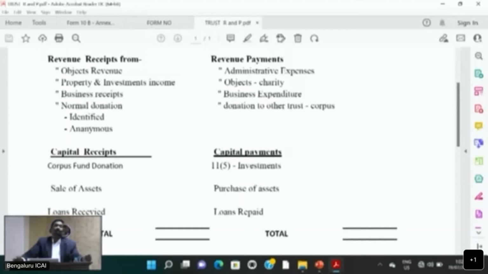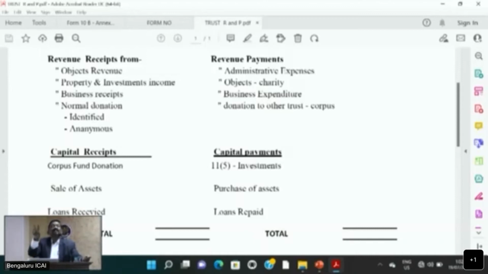So then comes the loans received, the third capital receipt, which is more important. So what is loans received? Sir, after 115, now 103. So the loans received is income or not? No. Loan, how can it be income? In the definition of 2(24), an inclusive definition, no.